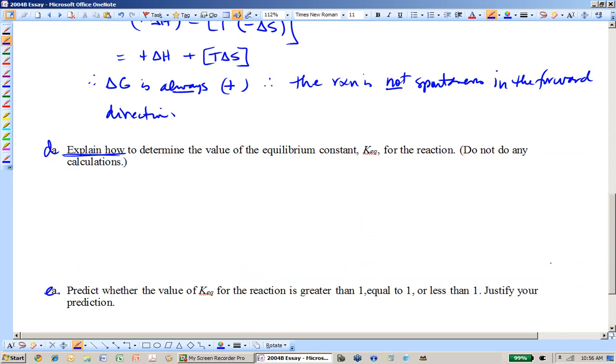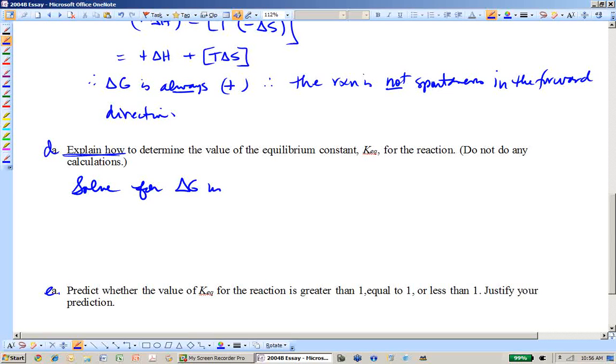So we know what to do, right? We were given delta H, we've been given delta S. We would have to actually solve for delta G, because what you know that relates K to any of this thermo stuff is minus RT ln K. So you're going to have to use minus RT ln K, but you can't use that until you know what delta G is. So step 1, solve for delta G.